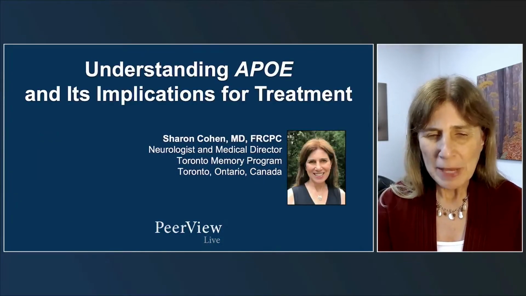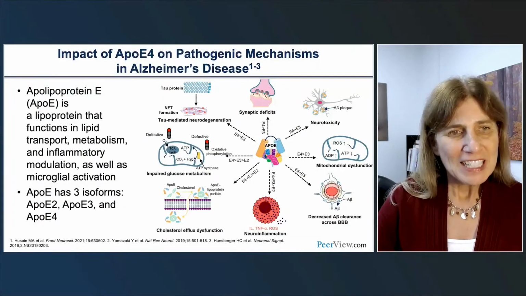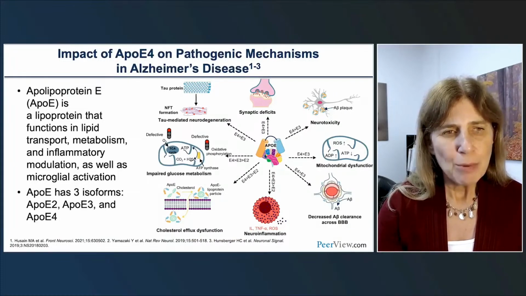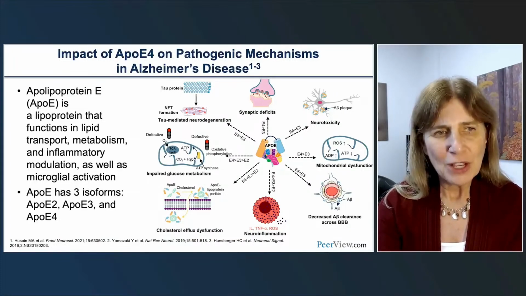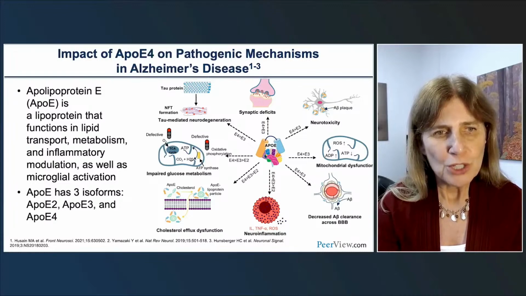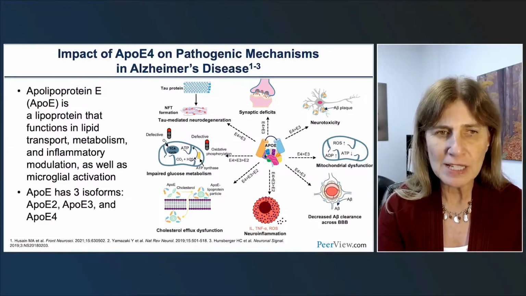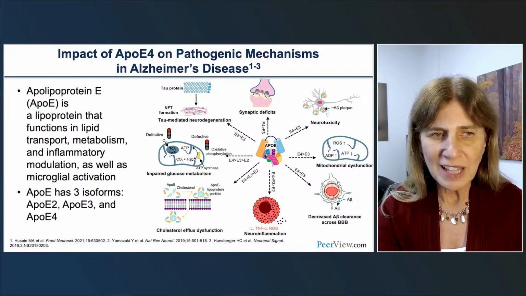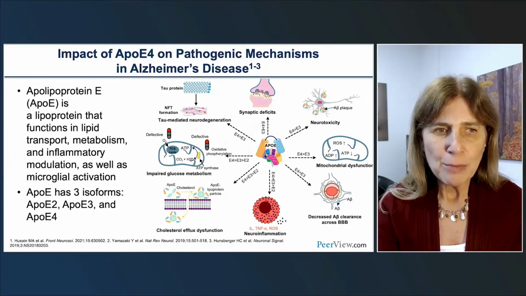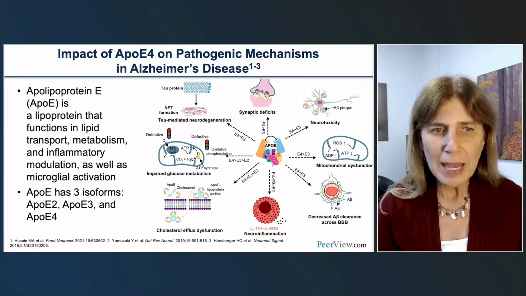So let's begin. I'm a behavioral neurologist situated in Toronto, Canada. And what I'd like to start with is the fact that ApoE4 is a gene that codes for the apolipoprotein E, or ApoE lipoprotein, which functions primarily in cholesterol transport, but also has actions on metabolism, inflammation, and microglial activation. ApoE is a normal gene, and the apolipoprotein comes in three isoforms. These are not mutations, they're all normal: ApoE2, ApoE3, and ApoE4.